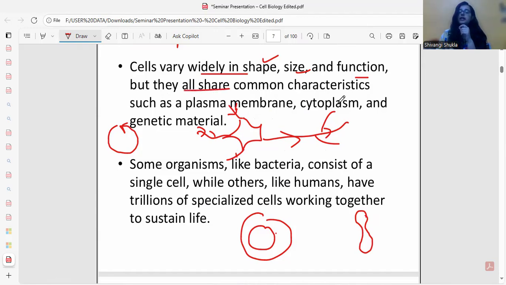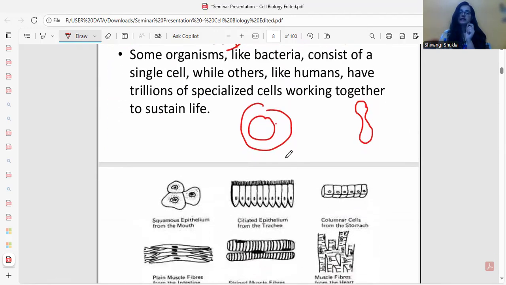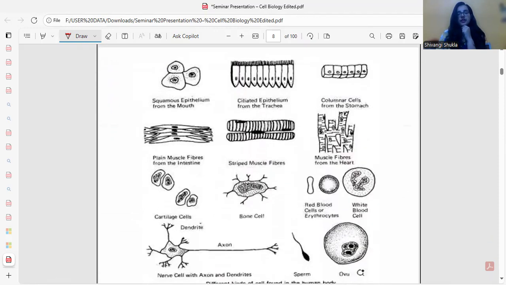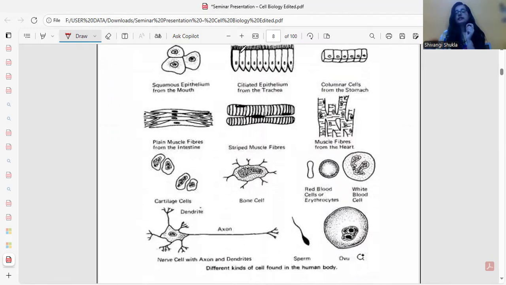They share common characteristics such as plasma membrane, cytoplasm, and genetic material. All these things are very common. Some organisms, like bacteria, consist of a single cell, while others, like humans, have trillions of specialized cells working together to sustain life. So these are the different cells that we'll encounter in the chapter ahead.